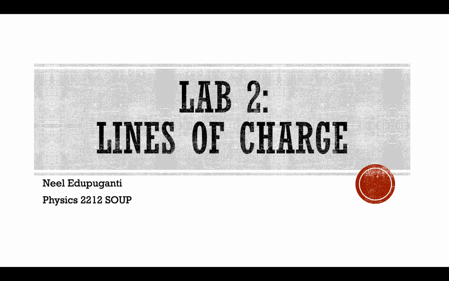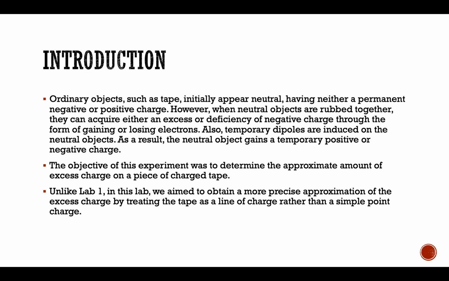Hi, my name is Neely Dupuganti, and I'm going to be presenting the second lab we performed for Physics 2212, which covered lines of charge. The fundamental principle that this lab was based on was that ordinary objects like tape appear neutral. However, when neutral objects are rubbed together, they can acquire a temporary charge by gaining or losing electrons. The objective of this experiment was to determine the amount of excess charge on a piece of tape.